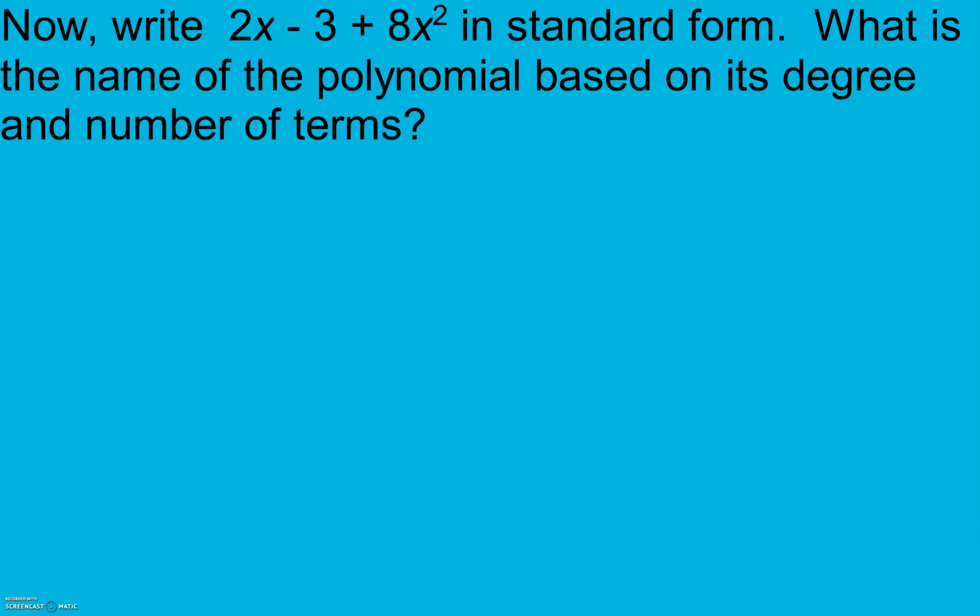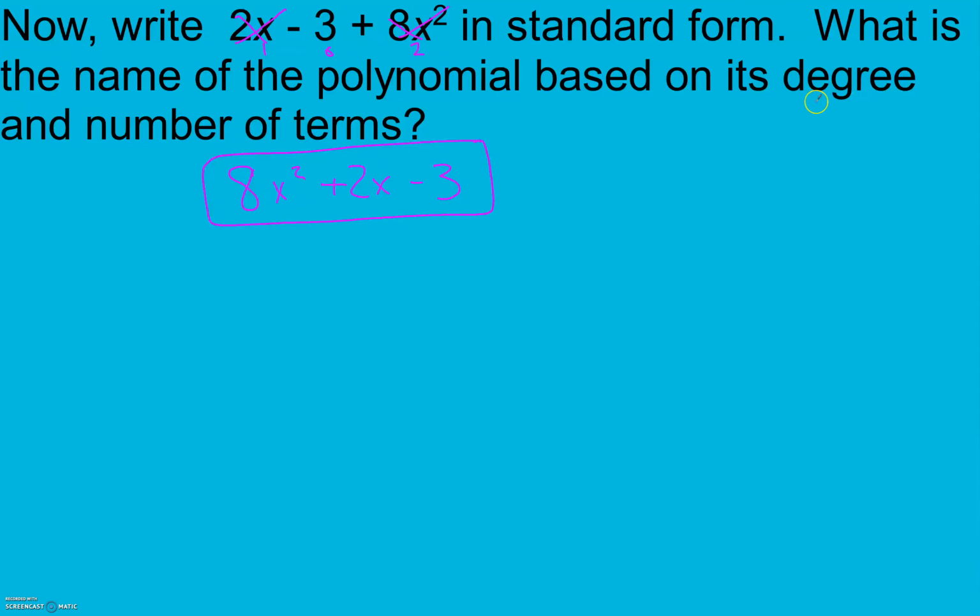So standard form means we're going to put it in order from biggest degree to smallest. So here my degree is 2, here my degree is 0, here my degree is 1. So since 2 is biggest, we put that term first. And since none of them are the same degree, we can't combine them. We don't have the exact same variables. So 8x squared plus 2x minus 3. And this is standard form, biggest degree to smallest.